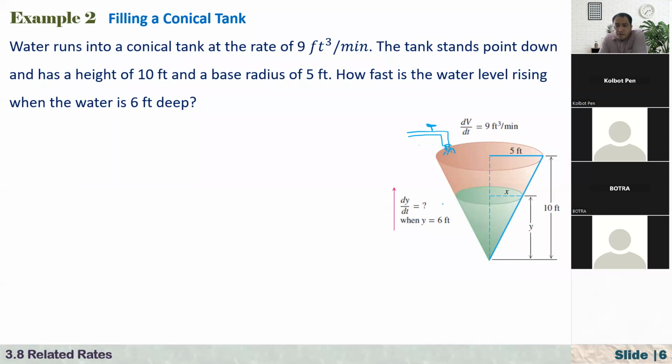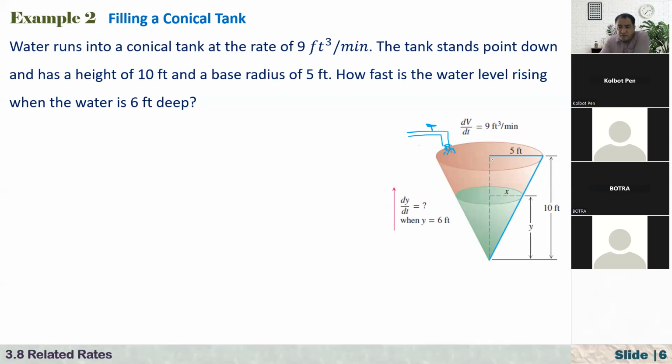Okay, tap. So here it says that water runs into a conical tank at the rate of 9 cubic feet per minute. That means that when you just open this and they keep a timer, at every minute, the amount of water that flows into this container is 9 cubic feet, right? It's given here. The tank stands point down and has a height of 10 feet.